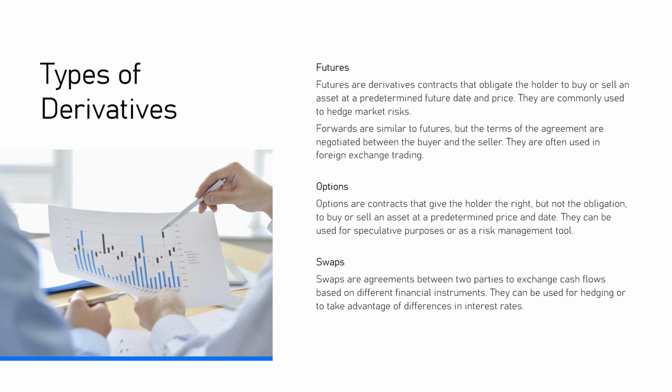Options. Options are contracts that give the holder the right but not the obligation to buy or sell an asset at a predetermined price and date. They can be used for speculative purposes or as a risk management tool. Swaps. Swaps are agreements between two parties to exchange cash flows based on different financial instruments. They can be used for hedging or to take advantage of differences in interest rates.